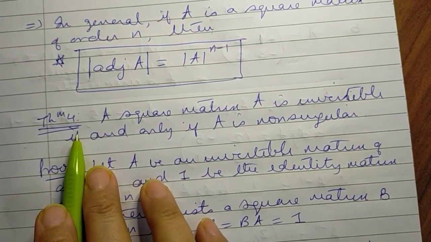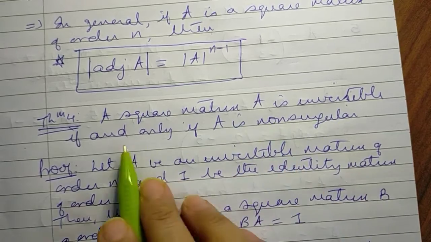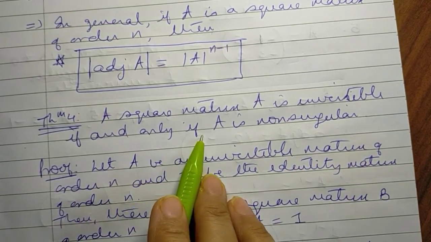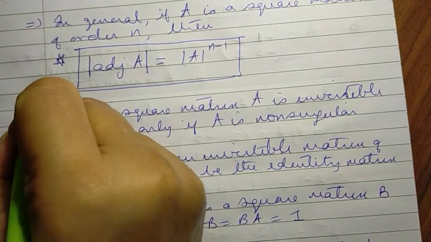Now let's take up the next result, that is, a square matrix A is invertible if and only if A is non-singular. It's a very, very important result.